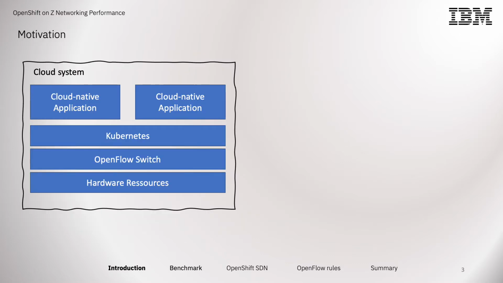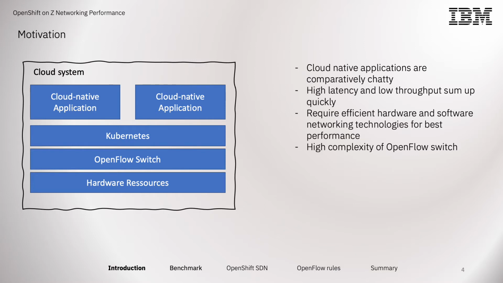On this slide, you can see an abstraction of a typical cloud system. We see the cloud-native applications sitting on top of a Kubernetes service, and they communicate to each other via an OpenFlow switch, while they communicate to the outside world via that switch and in addition to the NICs of the hardware resources. What we do know from the field is cloud-native applications are comparatively chatty. Especially in those scenarios, high latencies and low throughputs can sum up quickly.